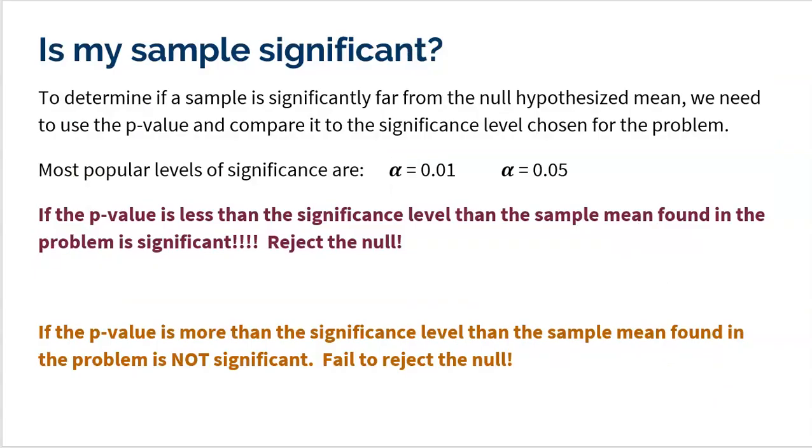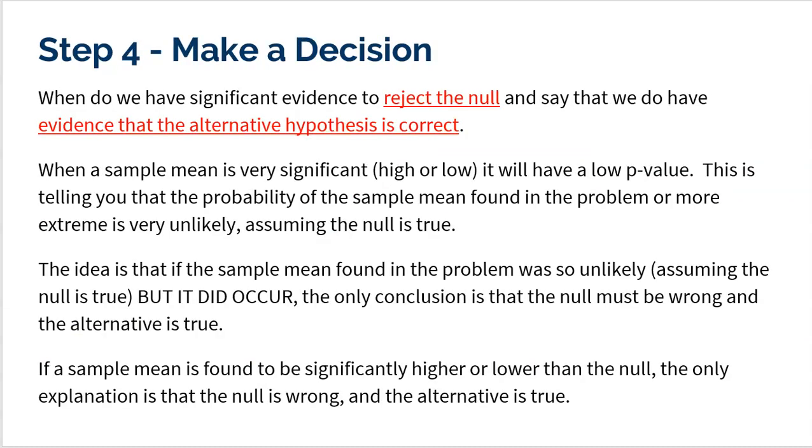So that is how we make our decision. Pretty straightforward, pretty simple, but you do need your alpha value. Now, if a problem does not give you an alpha value, you actually get to pick whatever one you use, but 1 and 5% are the most common. We do have to make sure that we properly word our conclusion.